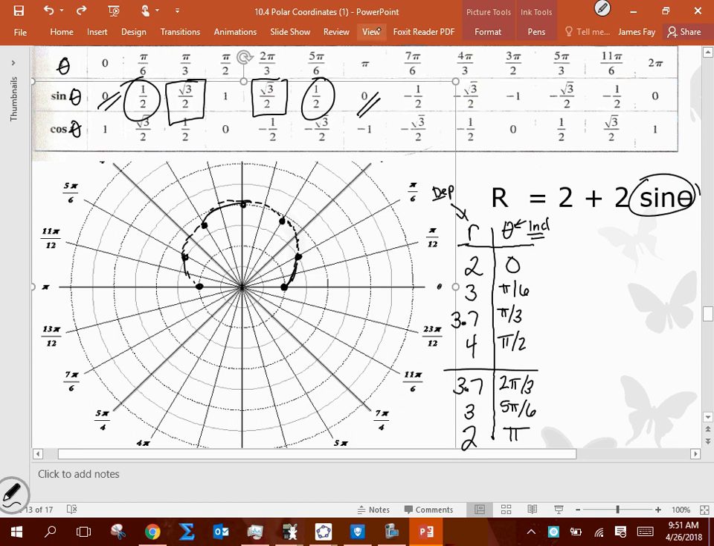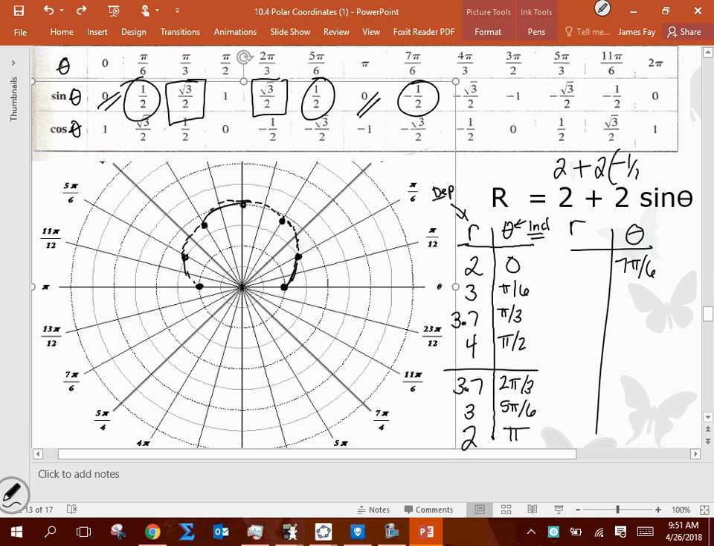of the unit circle, when I get to 7 pi over 6, my sine value is now negative 1/2, right? So now I go 2 plus 2 times negative 1/2. So now I'm going to be subtracting, so that gives me 1, doesn't it? 2 minus 1 there. So it's going to be 7 pi over 6 at 1. Find that. It's about right there.